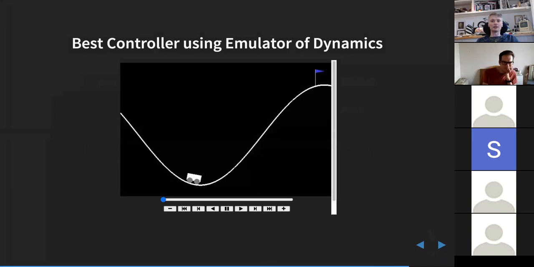So here it is. Here's the result. I don't think you'll see much difference from the one without the emulator. Works fine.